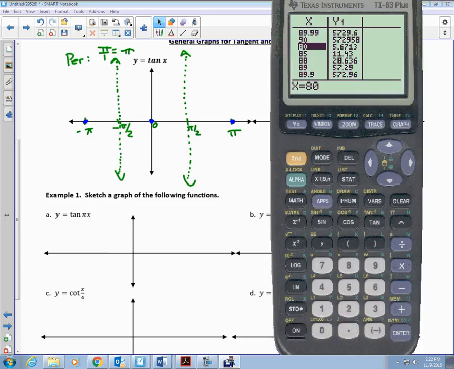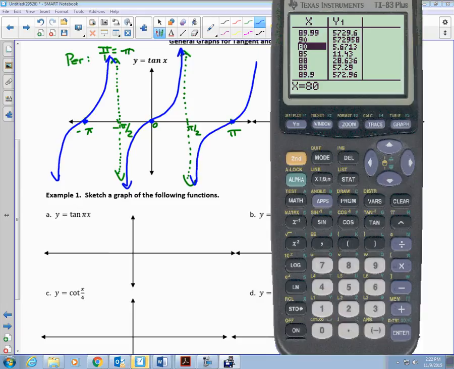So this graph, it starts small, but it actually follows up the asymptote towards infinity. And if you plug in values on the other side, it's actually going to go down towards negative infinity. So that's why it makes this shape. And that's the shape of tangent.